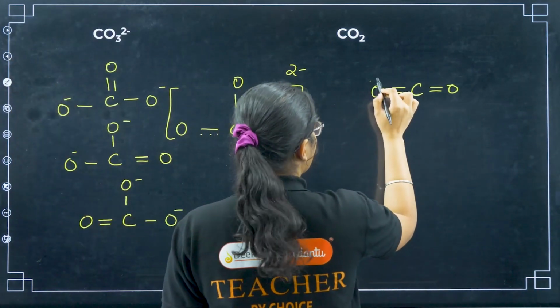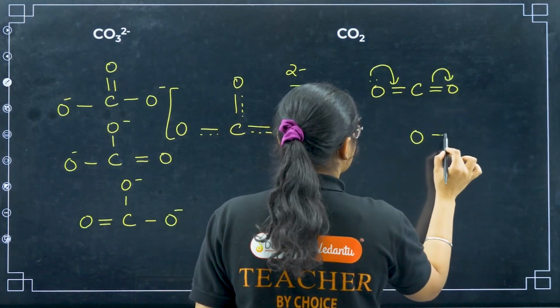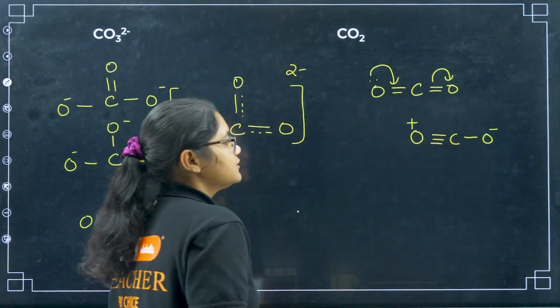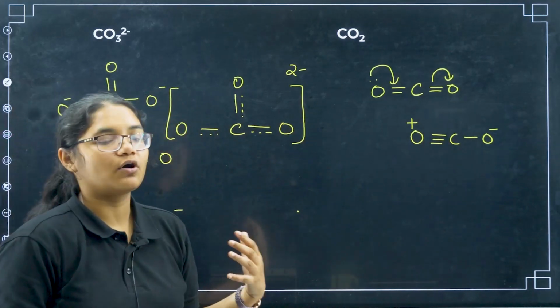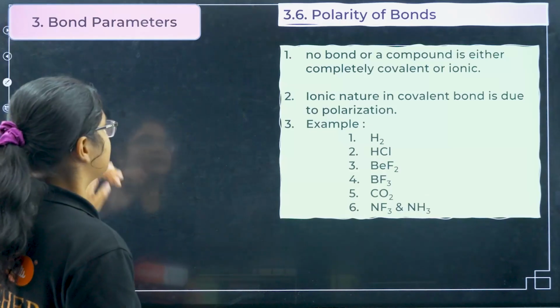Okay, so here I have a lone pair, so this can be donated here, this can be shifted here, so I can get a structure like this as well. Okay, so these are the different structures of carbon dioxide. So similarly many resonating structures can exist.